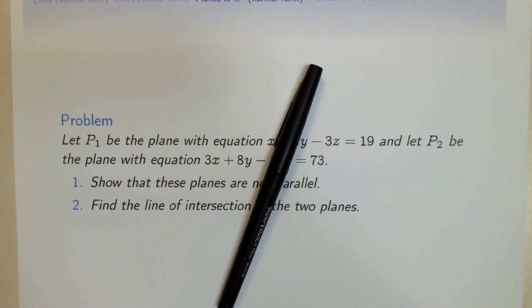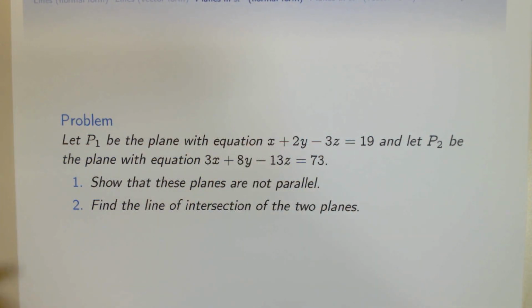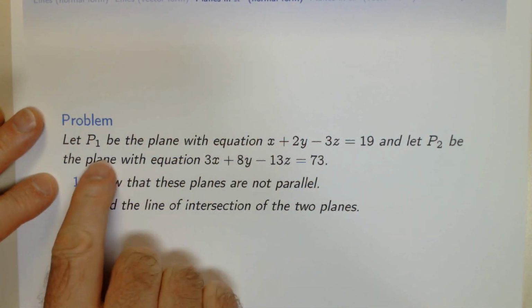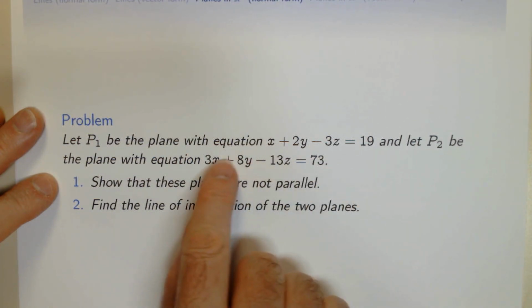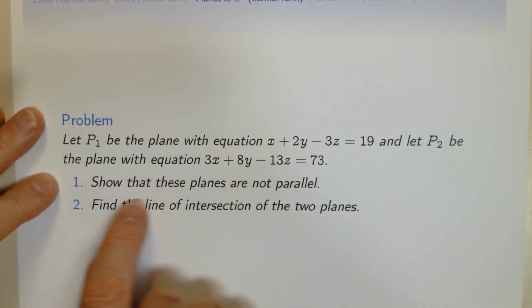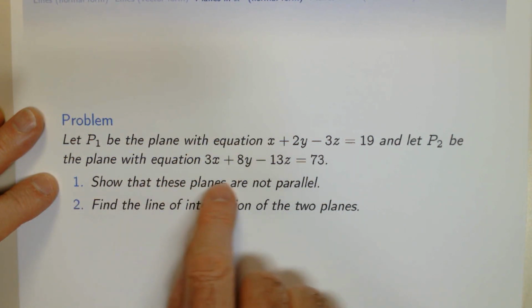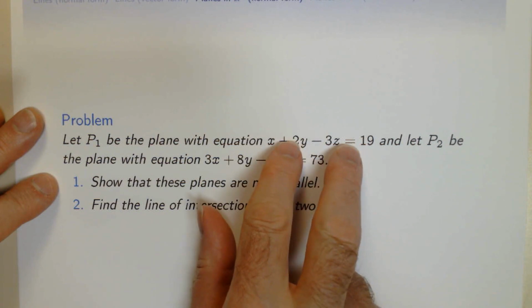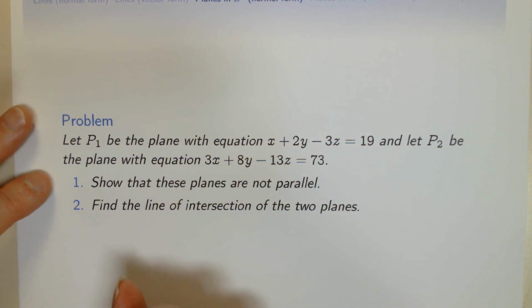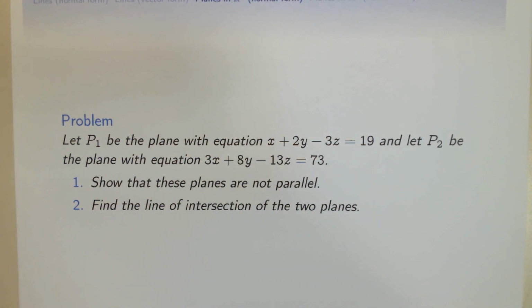Welcome back to the document camera. In this problem, we've got two different planes under consideration. We've got a plane P1 with this equation and a plane P2 with this equation. And our first task is to show that these planes are not parallel. So what we have to do is we have to abstract the normal vectors out of each of these planes, and we need to compare them. Are the normal vectors parallel or not?